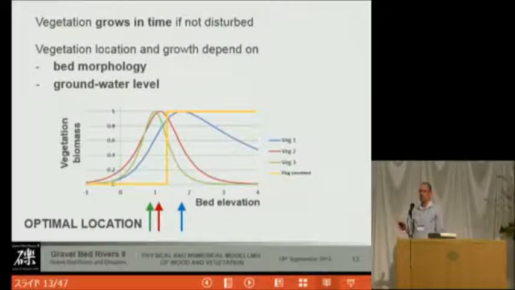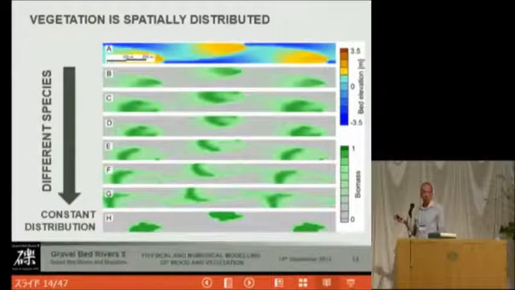You can have the on-off vegetation, the yellow line, step line. So under a certain bed elevation, you don't have vegetation. Above that, you have vegetation. Or you can have something that is distributed in a more complex way, with a bell-shaped distribution. And in this way, you can model different species. So species that are very picky, so they choose a specific location, others that are more spread on your gravel bars. And the result can be quite different.